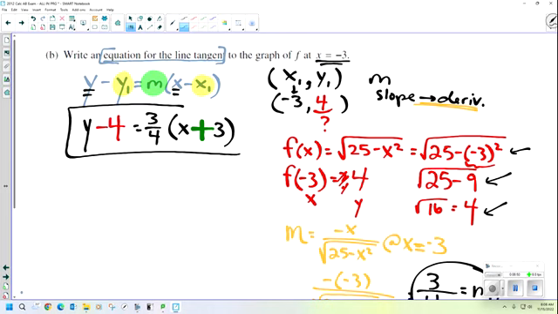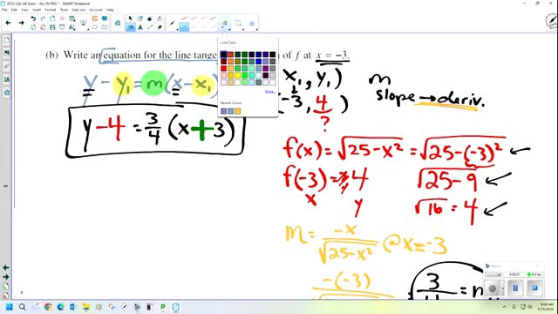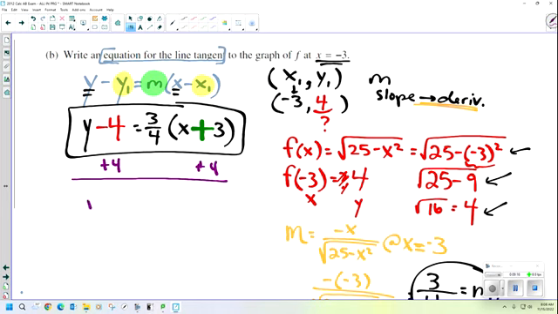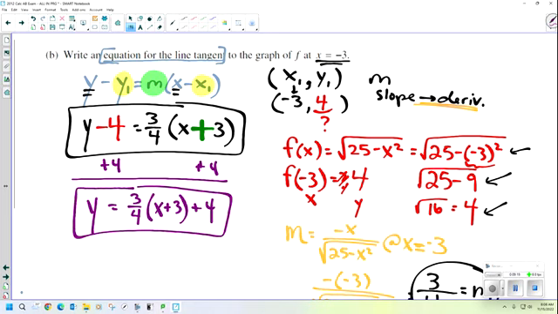There you go. It doesn't say make it y equals. I mean, if you wanted to, you could add 4 to both sides. Some people get really weird about that. They say, oh, I don't want y equals. If you want, add 4 to both sides. You can say y equals 3/4 times x plus 3 plus 4. I don't know why you would. This is an equation of a line right there. 4a done, 4b done. Let's keep on rolling.